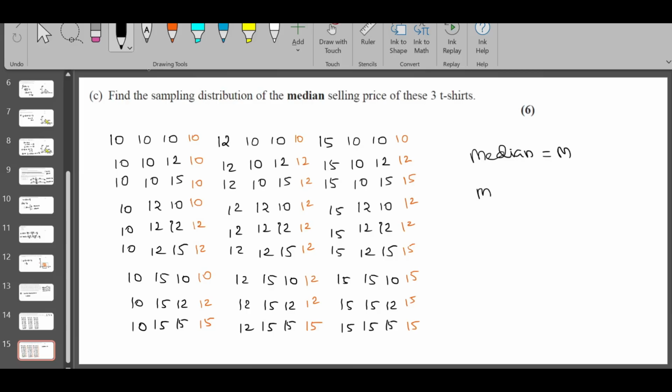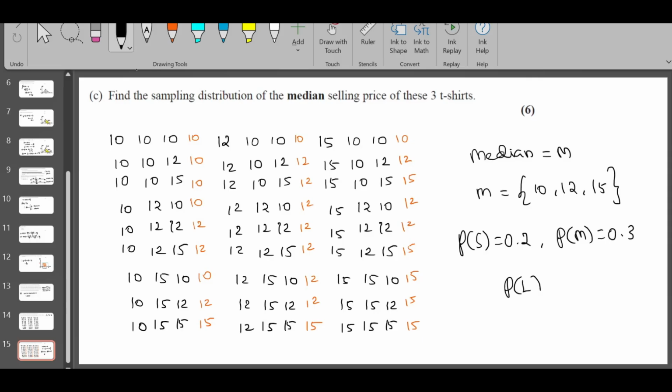So M takes only 3 values, 10, 12, 15. We need to find the probabilities now. 10 is for small one, so we know P of S is 0.2. The 12 is for medium one and the probability is 0.3. 15 is for large one and the probability is 0.5. So for example, if you are taking this, you need to multiply the probability of small 0.2, 0.3, 0.2, right?